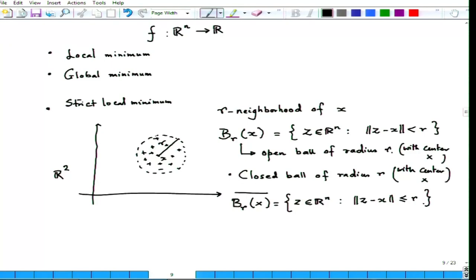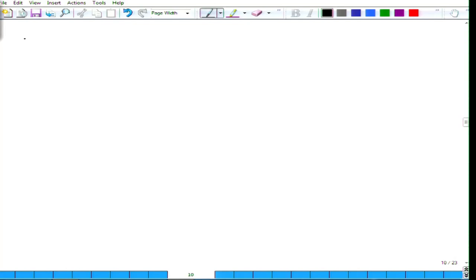Now once I know about these things, I would go to the definitions, but just this symbol B1(0), when x is 0, is usually denoted as the unit ball in Rn. So this is an open disk or open ball of radius 1 centered at 0, and it is called the unit ball in Rn. And now we will go to our definition. So first we will define a local minimum. So we are doing it for the unconstrained case.